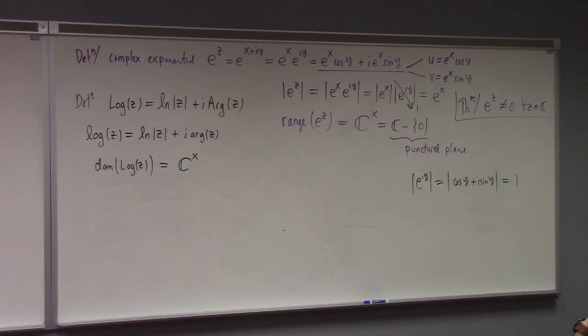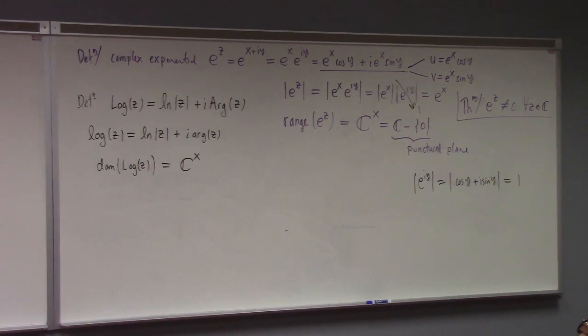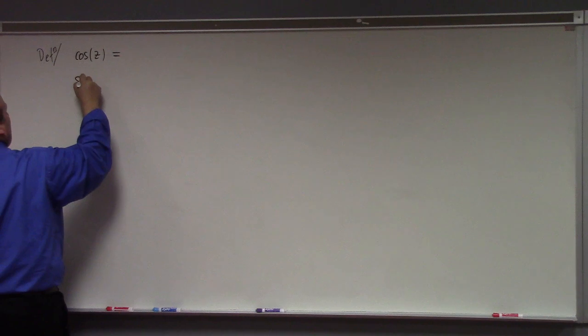The definition: cosine of z and sine of z.